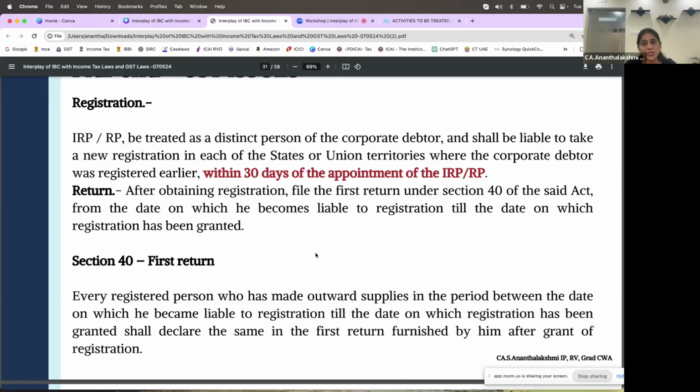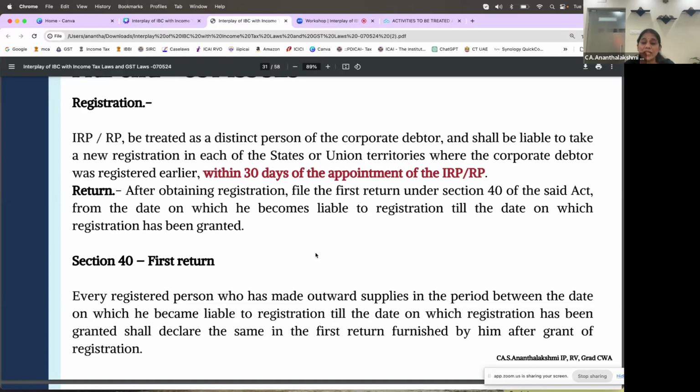Here also a few sections are important. It is not your bread and butter GST, but still these sections are necessary for the correct way of doing your assigned task. Section 40. Okay, section 40 talks about the first return. This one I will explain. The first return is very, very crucial. It is very, very important because it is not the regular return. Here we have certain ways through which we have to file the first return.